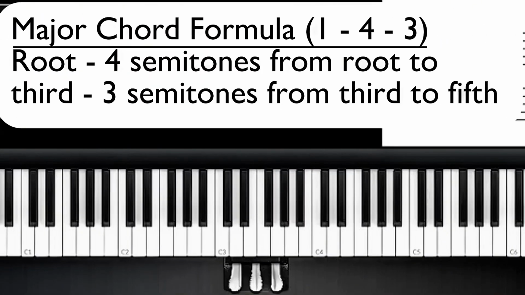For a major chord, the root comes first. Then you count 4 semitones from the root to the 3rd. Then 3 semitones from the 3rd to the 5th. Let's take this as our root. Our formula says 4 semitones from the root to the 3rd.